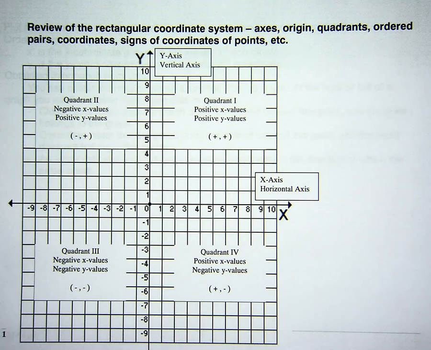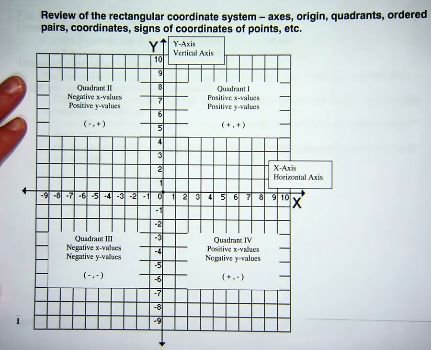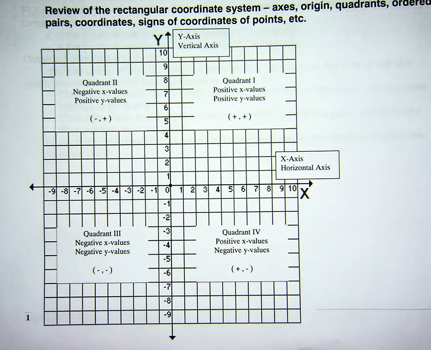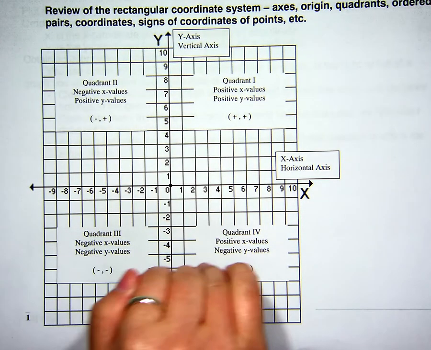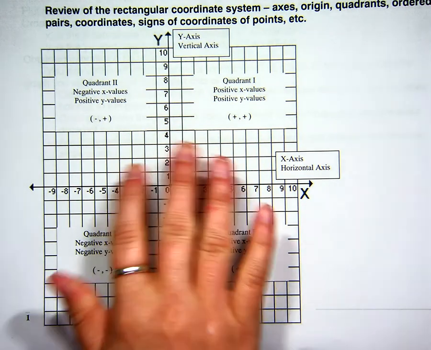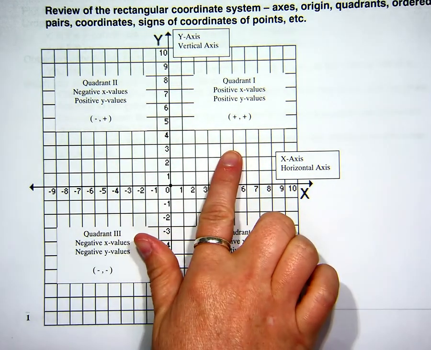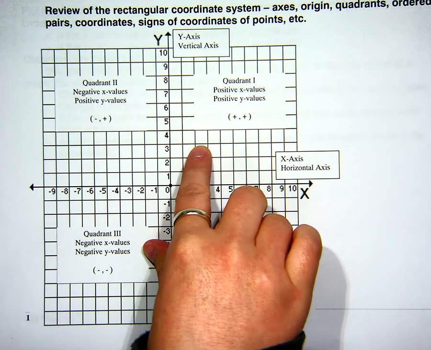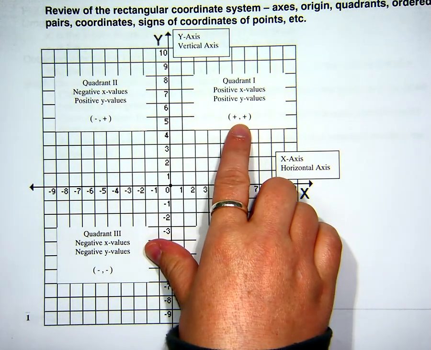Okay, let's review the Cartesian coordinate system. You have your x-axis, you have your y-axis. This breaks your graph into 4 sections, which means there are 4 quadrants. Quadrant 1, we have positive x's, positive y's. That's why the notation here is plus plus.